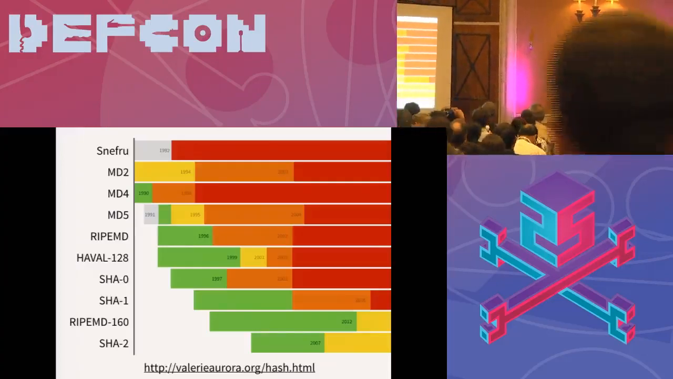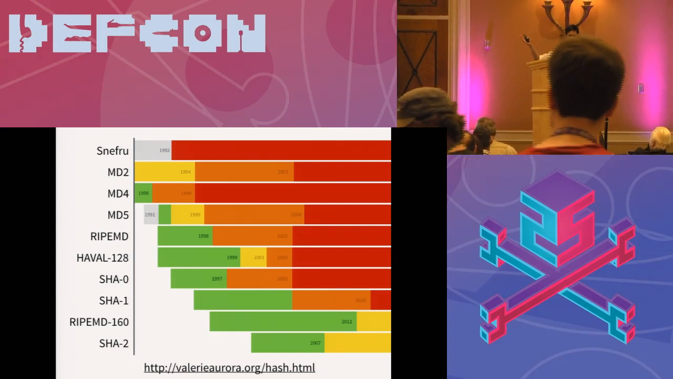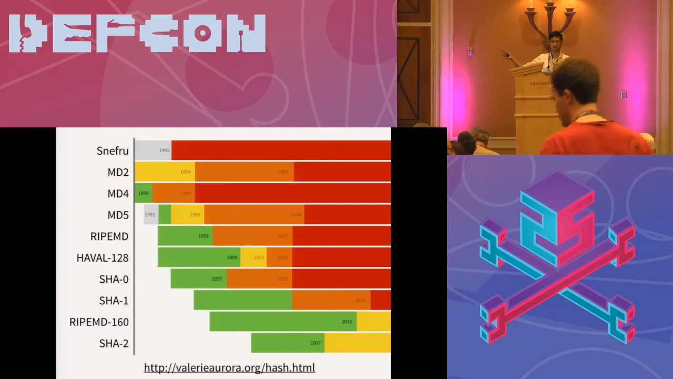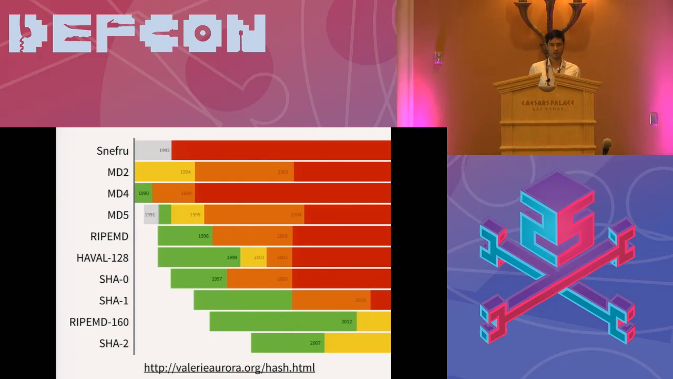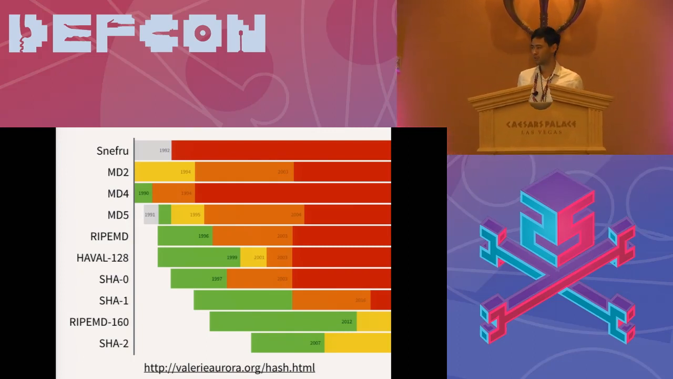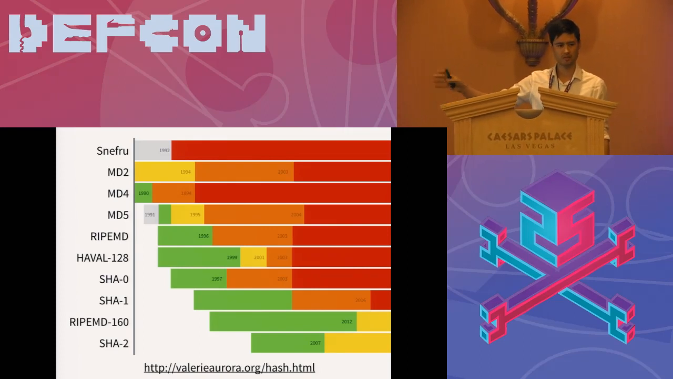Hash function. I'm going to start with the timeline. And I have some old hash functions like Snefru, MD2, MD4, up to more recent functions like SHA-1 and SHA-2. And I want to make a point here. I took this timeline from this website, so if you want to know exactly what's going on here, you can check the website of Valerie Aurora.